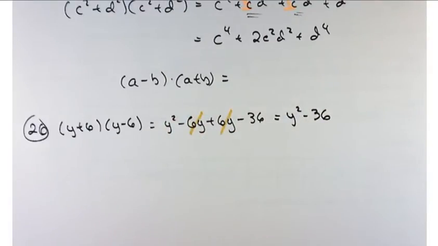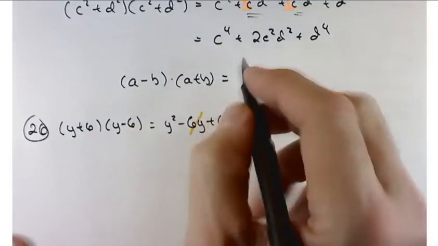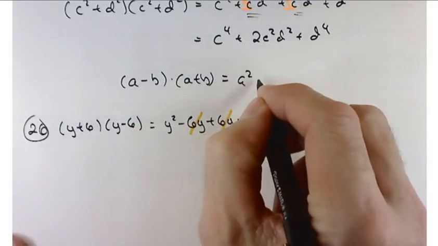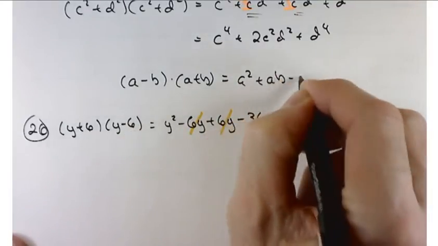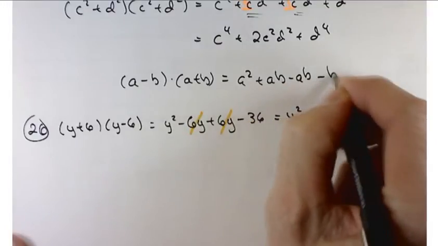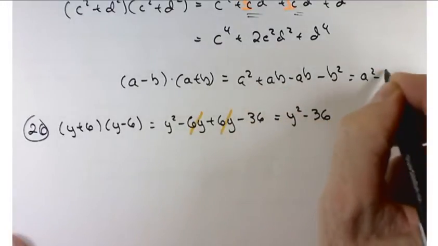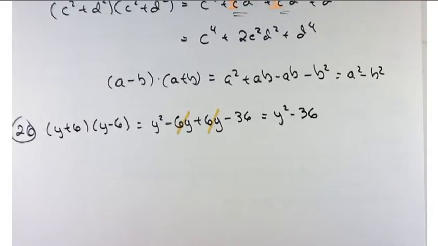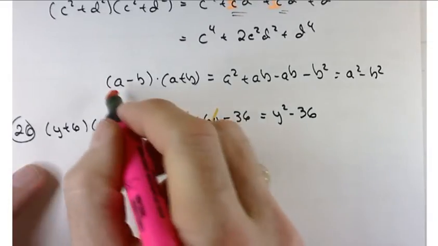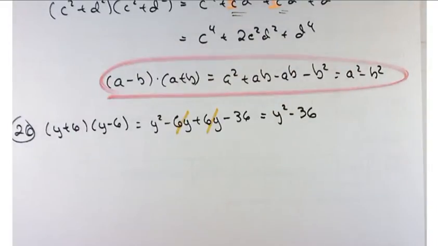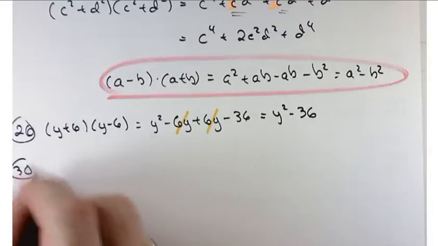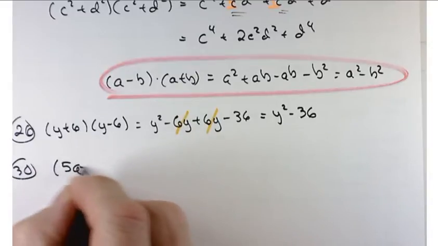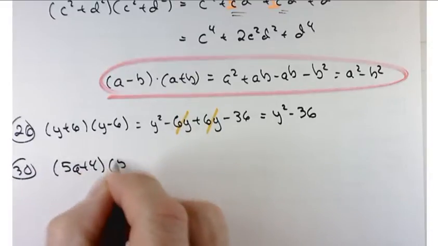And that's always going to happen when you're multiplying out binomials like this. A plus b times a minus b is just a squared minus b squared. So that kind of thing is always going to happen. But let's practice FOILing it out anyways. We'll continue with problem number 30. 5a plus 4 times 5a minus 4.